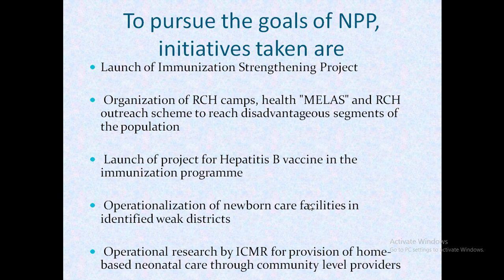And what are all the measures taken by the government under the National Population Policy? The initiatives taken are based on the causative factors for maternal health and infant health, and subdivided into perinatal, early neonatal, and neonatal death. They give complete goals under the National Population Policy. These are the following initiatives. First is the launch of the immunization strengthening project to prevent the 9 killer diseases, and organization of RCH camps, health melas, and the RCH outreach scheme to reach the disadvantaged segments of the population.